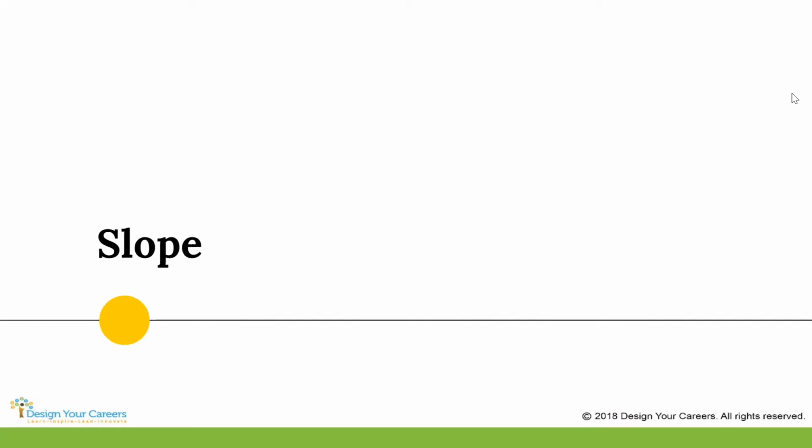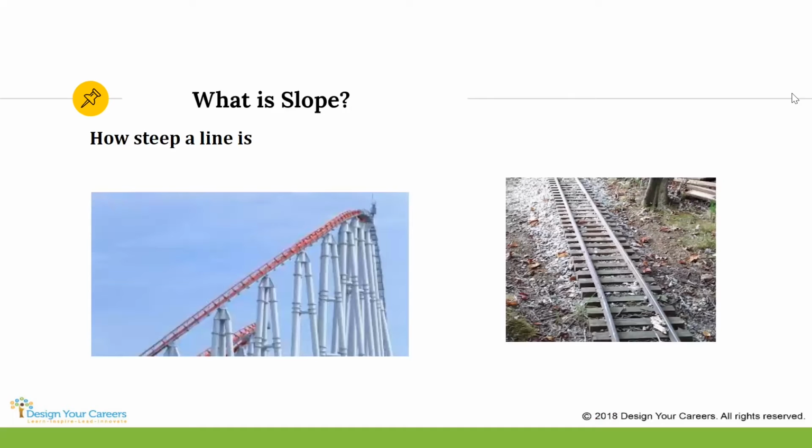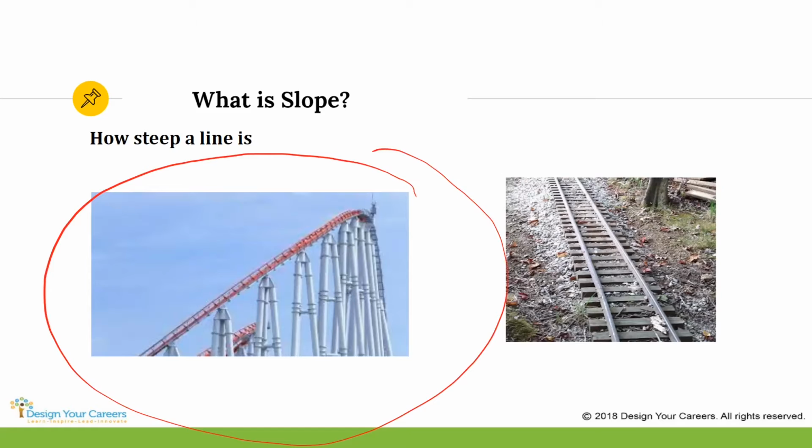All right, so the first thing that we're going to be going over is slope. What even is slope? You're introduced to this huge, big idea, and most of the time, you're not even told what it is. So slope is basically how steep a line is. The bigger the slope, the steeper that line will be.